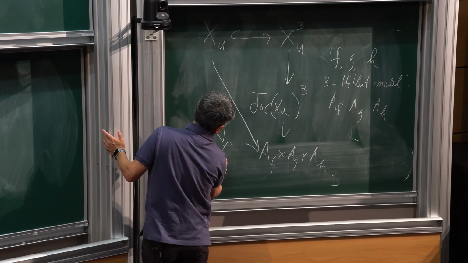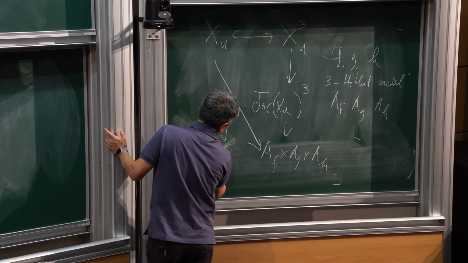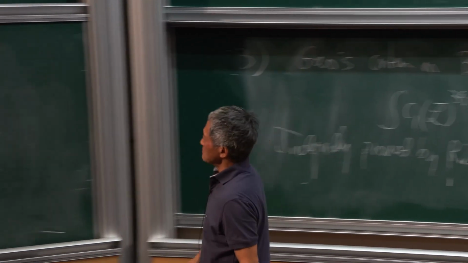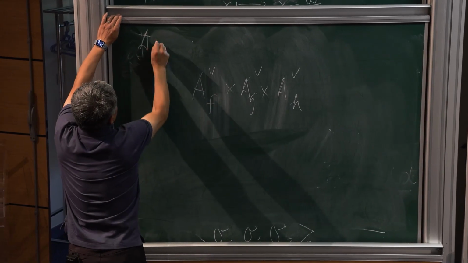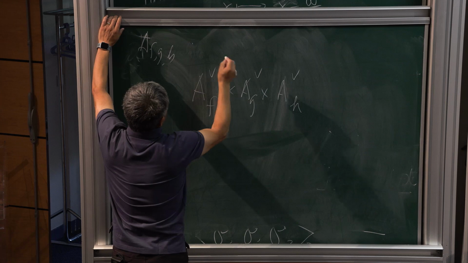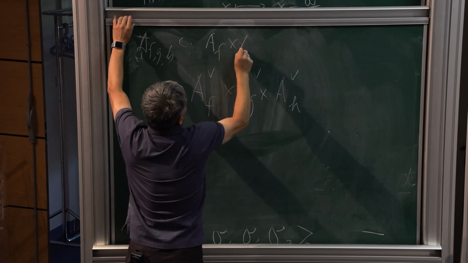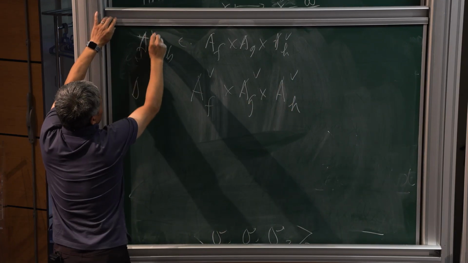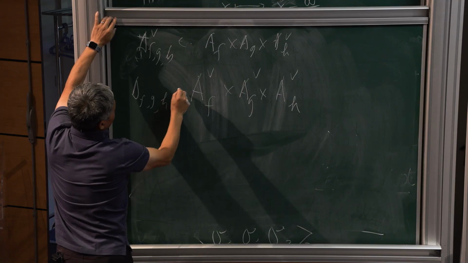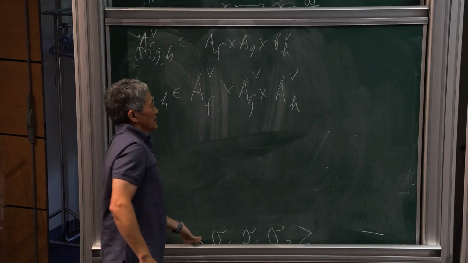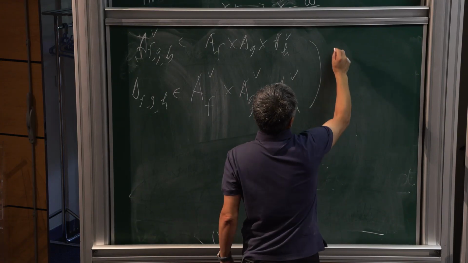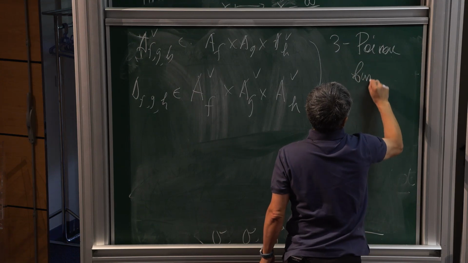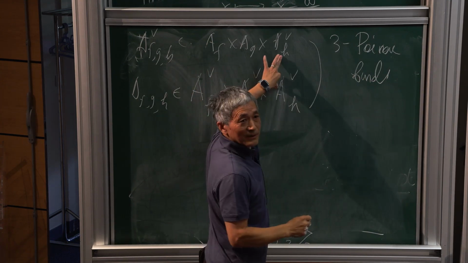So you get a cycle Delta_{fgh}, a one-cycle, inside A_f, A_g, A_h. You get another cycle, Delta with the dual. It doesn't really matter, because I'm not assuming that they are principally polarized. But on these two, you have three Poincare bundles, one for this one, one for this one.